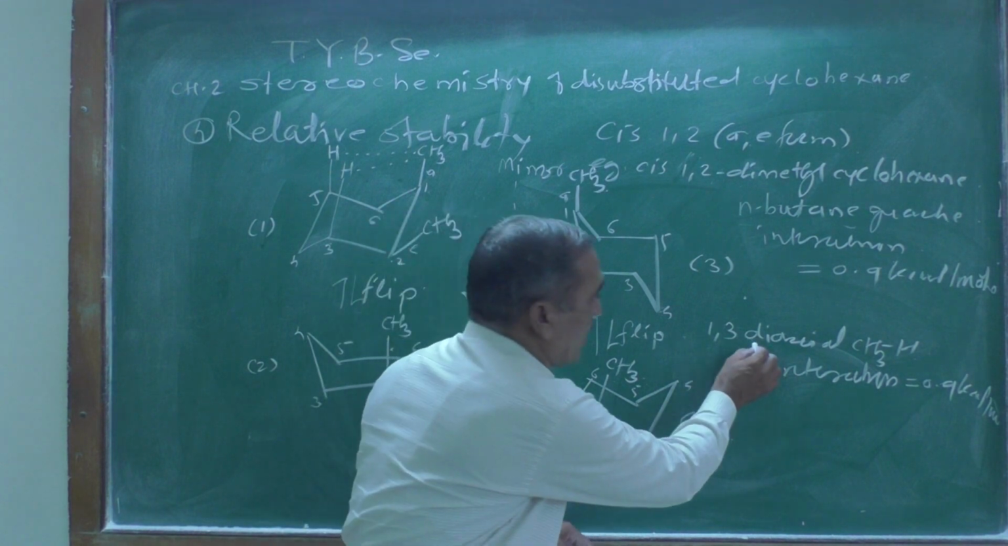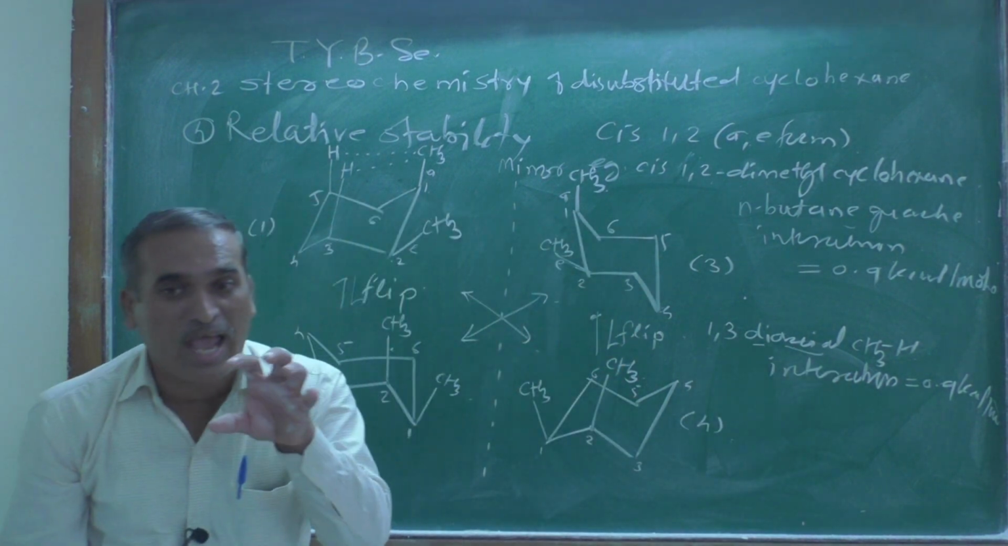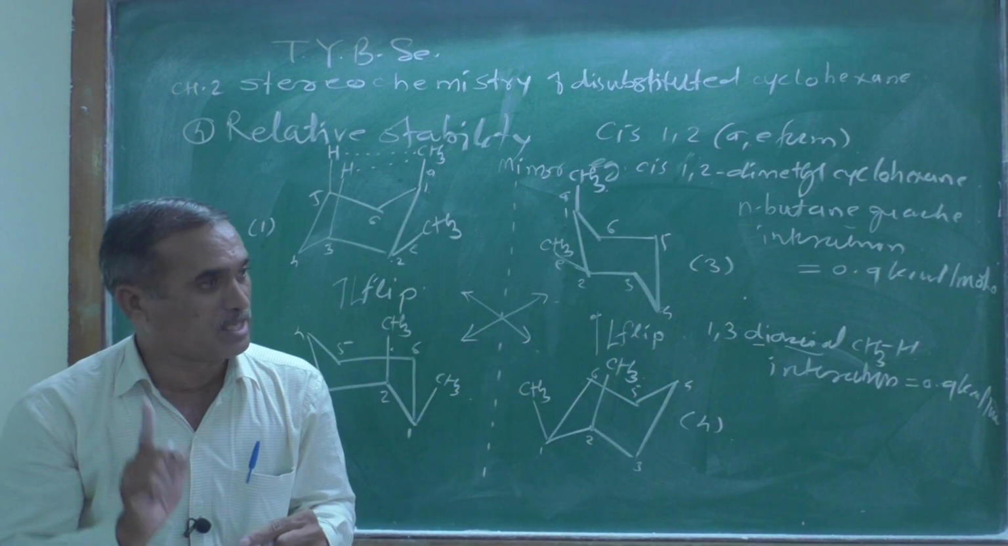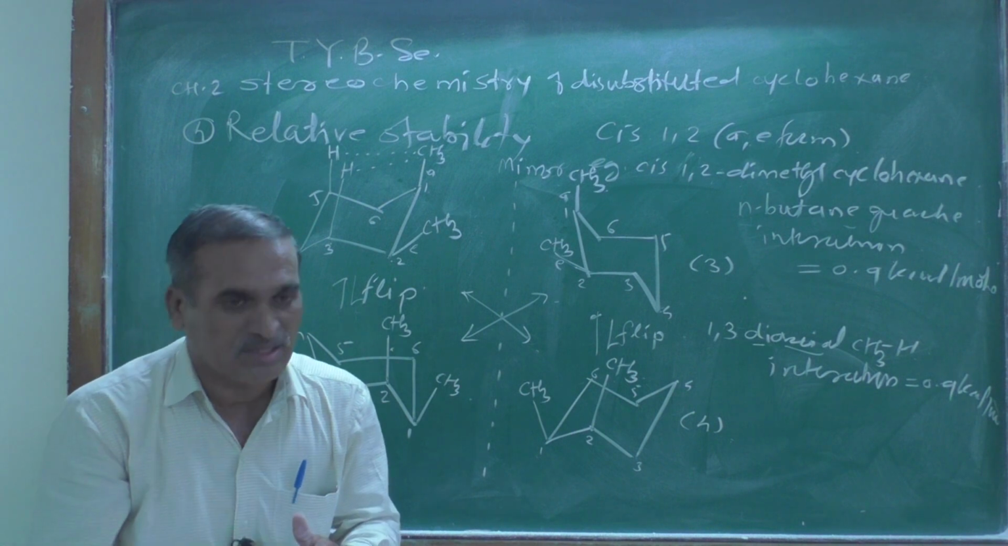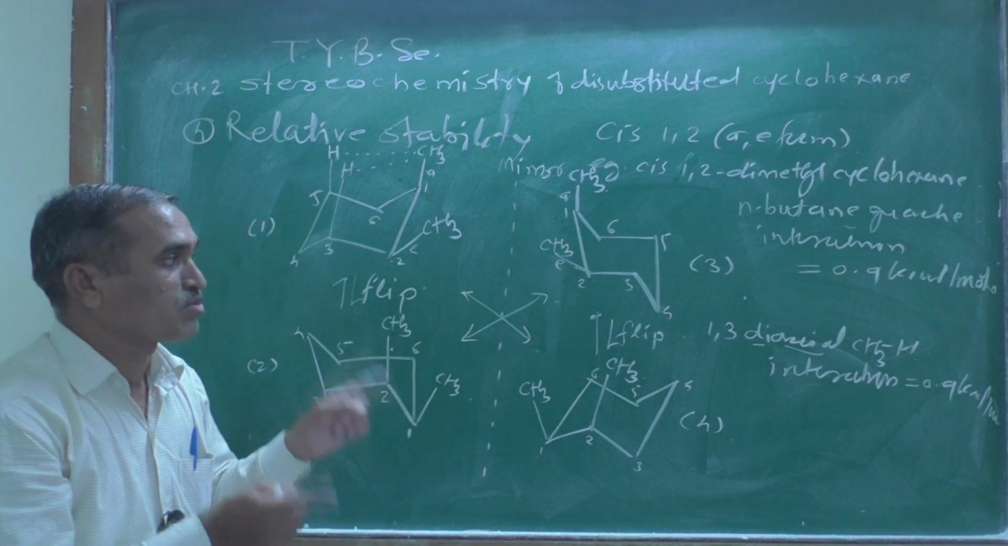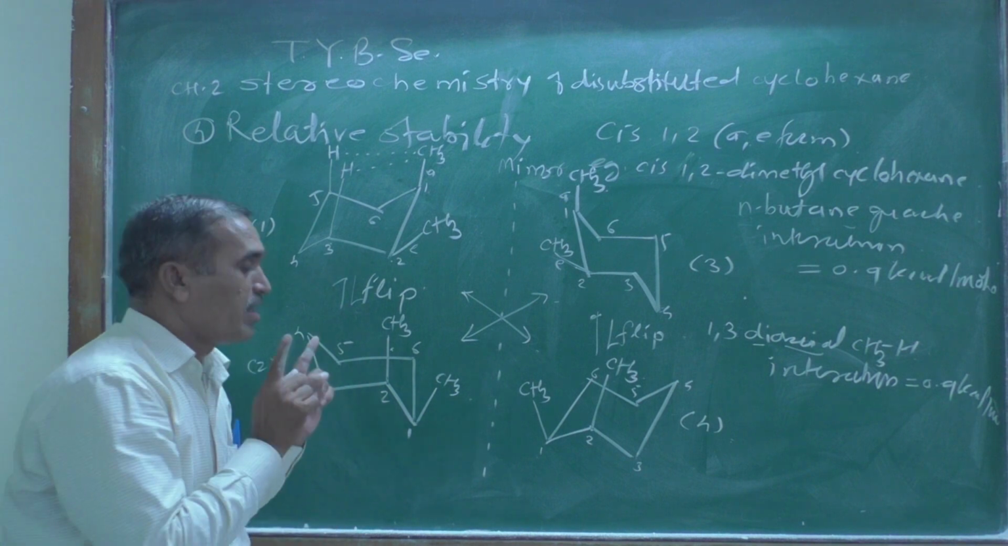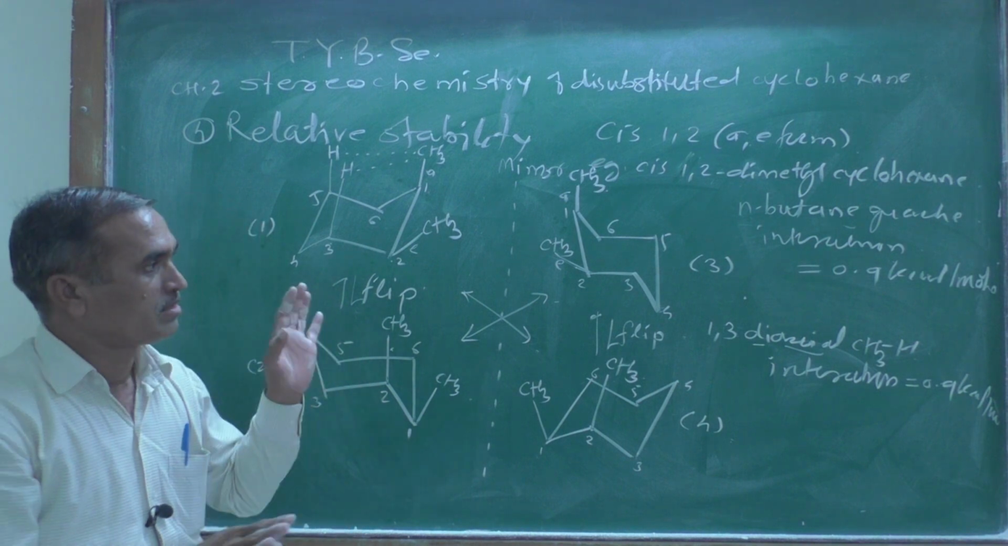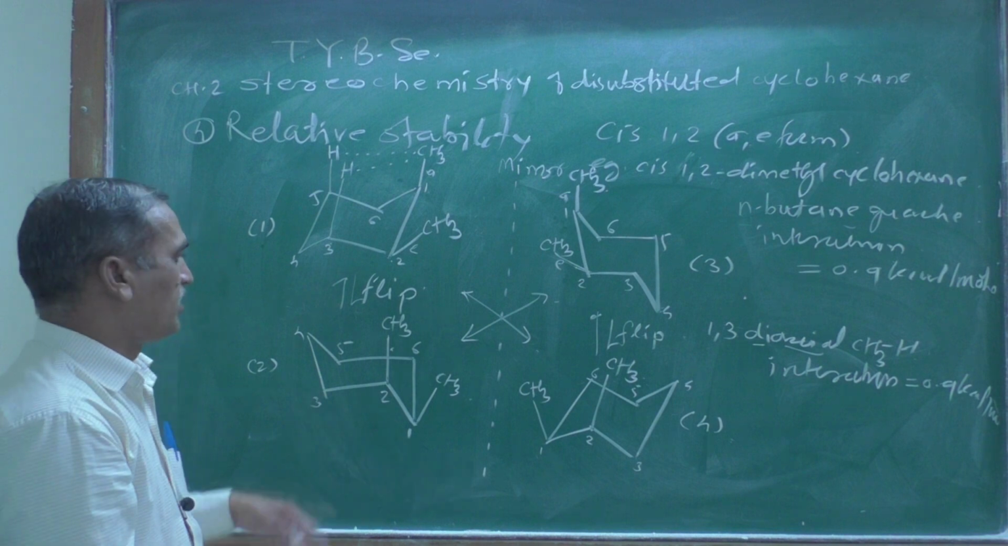Look at here. Di means 2. Axial bonds only produce the 1,3 type of interaction. That's why it is called 1,3. And equatorial bonds do not produce this type of diaxial interaction.